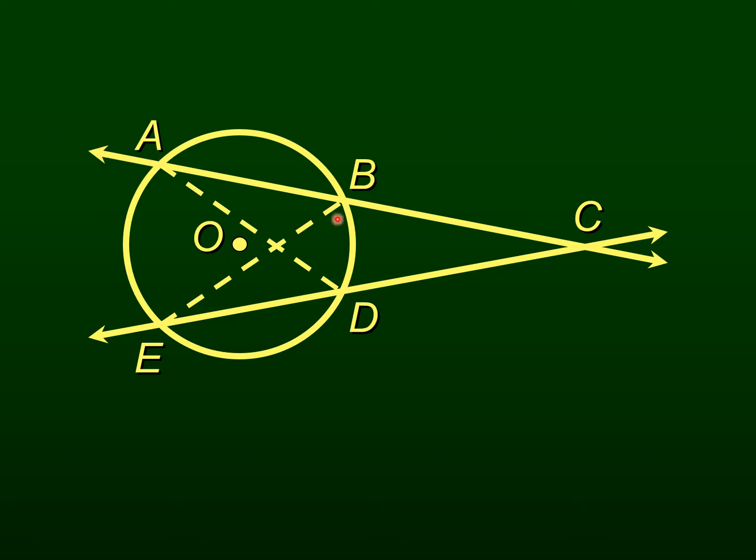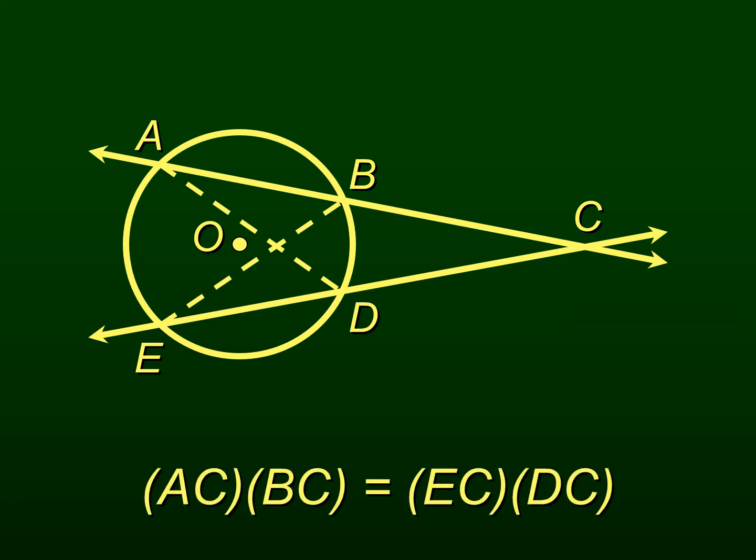We have secant AC and we have secant EC, and they are intersecting at point C in the exterior of circle O. So according to this theorem, AC, which is the length of the secant, times BC, which is the length of the secant outside the circle, has to be equal to EC, which is your second secant, times DC, which is the segment of that secant out in the exterior of the circle.